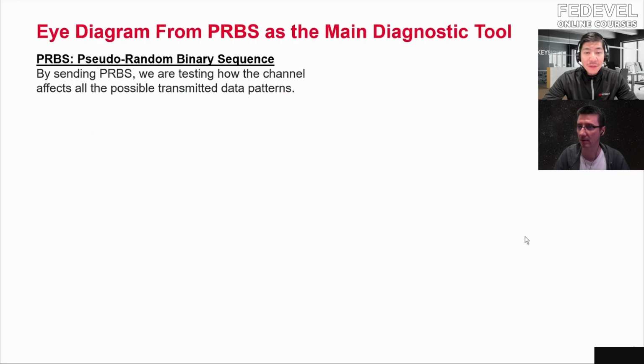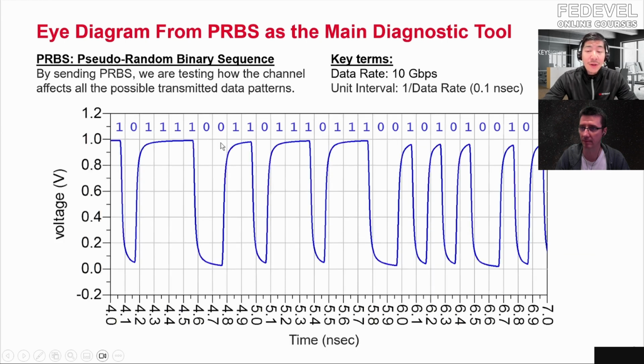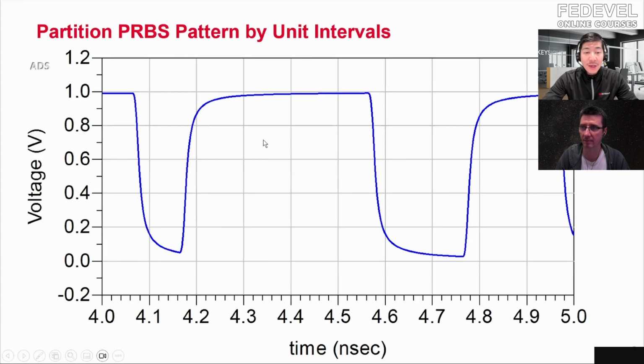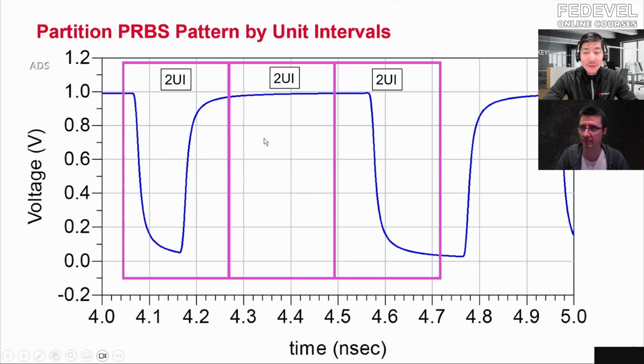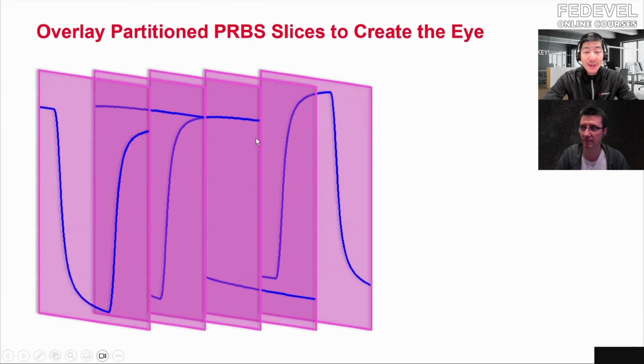Typically when we transmit digital data, we are sending a pseudo-random binary sequence because we don't know exactly what digital signal is coming in. So we try to emulate all the possibilities. Here are some key terms: your data rate and unit interval. Once you have these 1s and 0s, it's actually a voltage waveform. Using our knowledge of the unit interval, we can create different slices of this waveform, then overlap these slices to create an eye diagram.